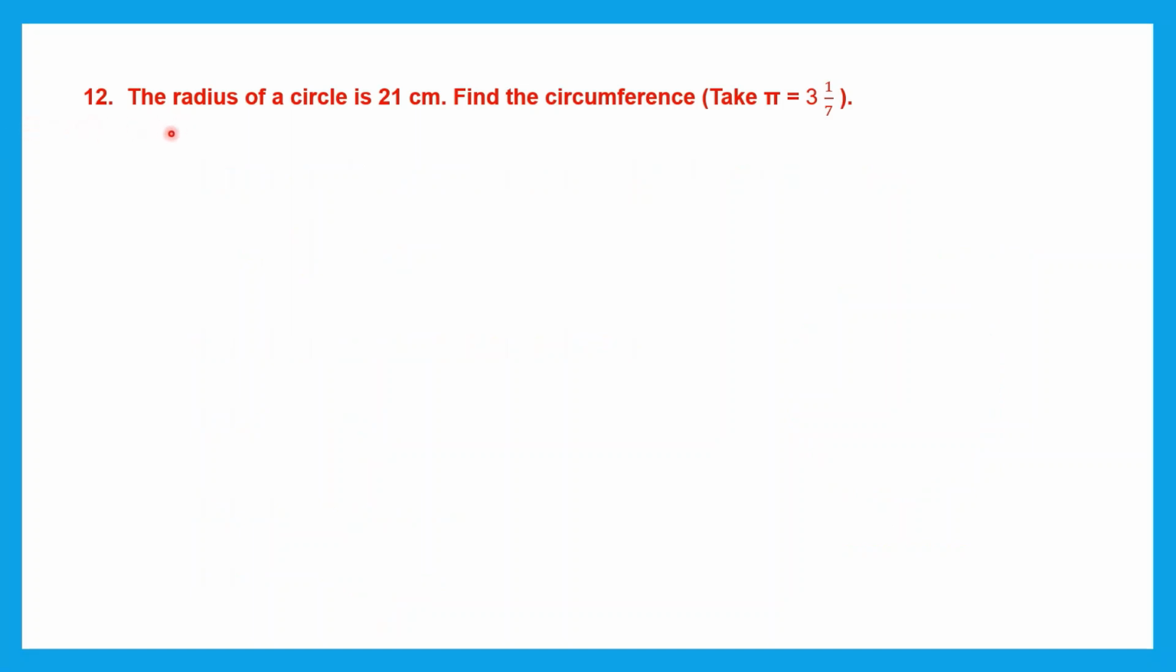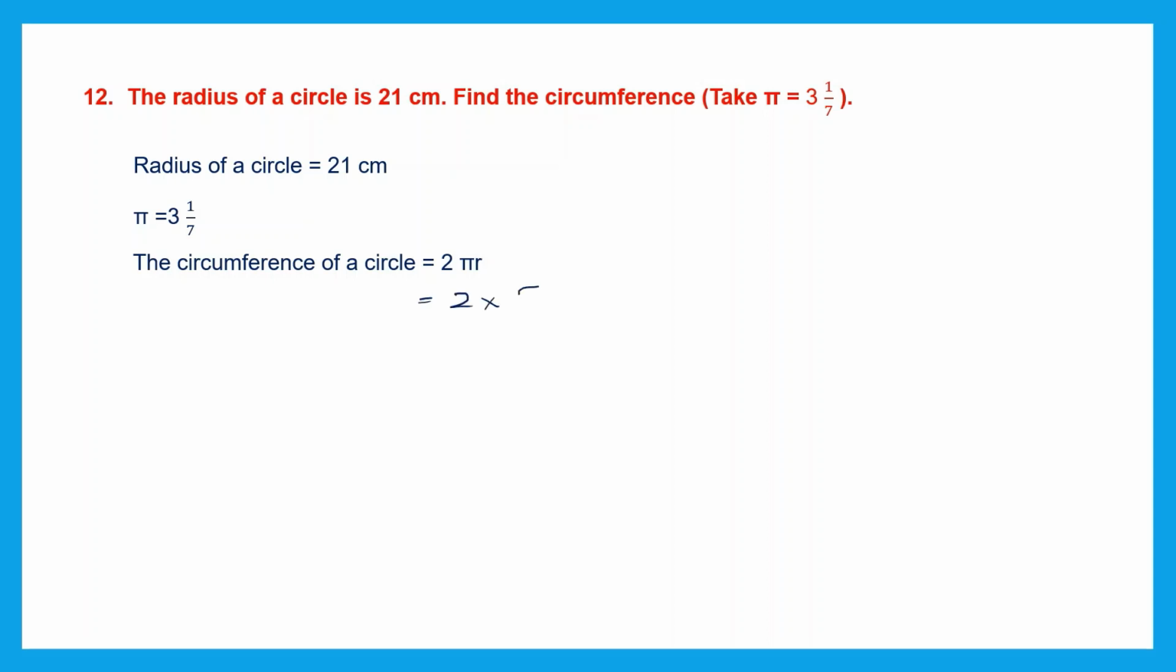Question 12. The radius of a circle is 21 centimeters. We have to find the circumference, that is the perimeter of the circle, and we've been told to take pi as 1 by 7. So let's begin. Now, the radius of the circle is 21 centimeters, given to us. Pi is 1 by 7. Now, the circumference of the circle, what is the formula? 2 pi r. That means 2 into pi into r, which is the radius.